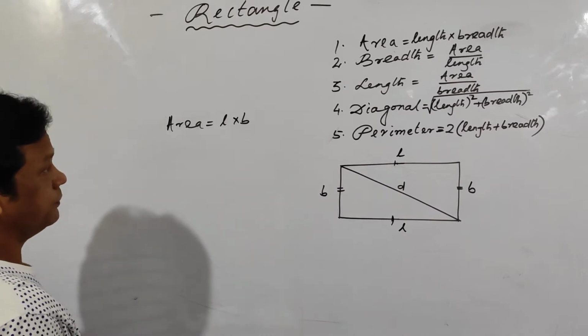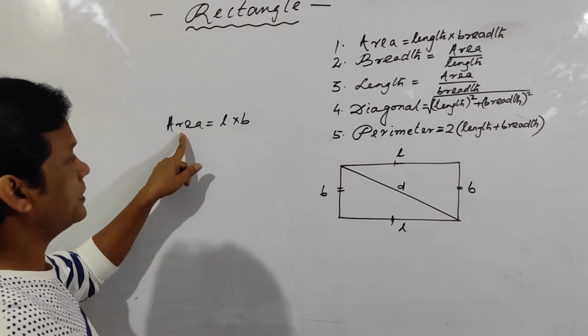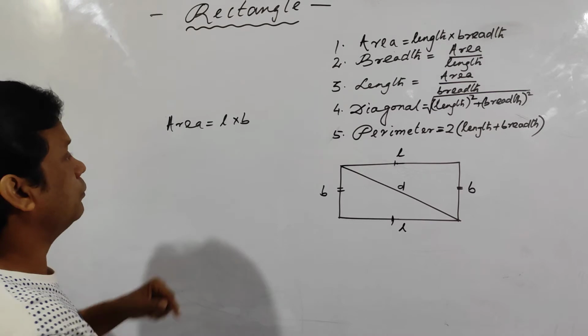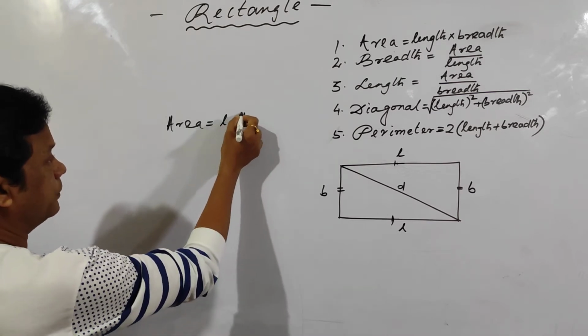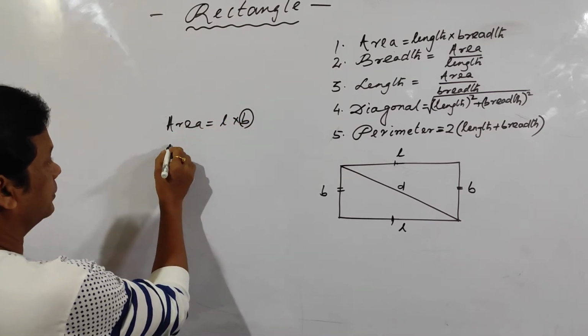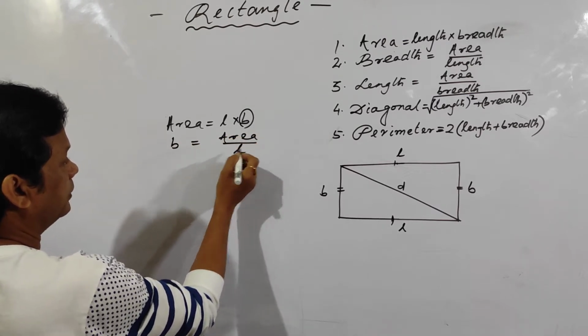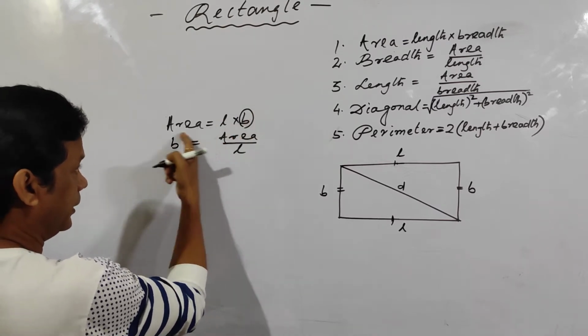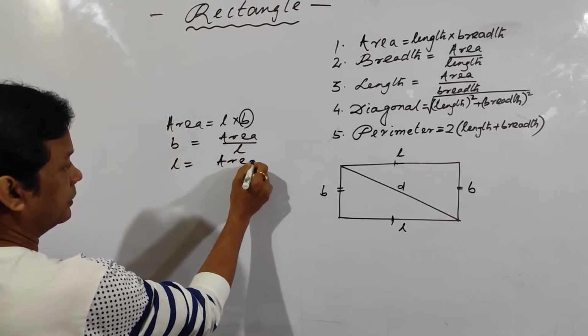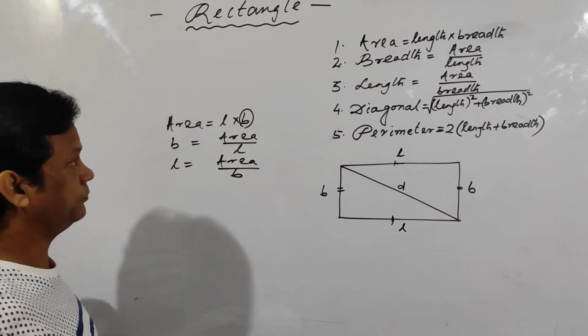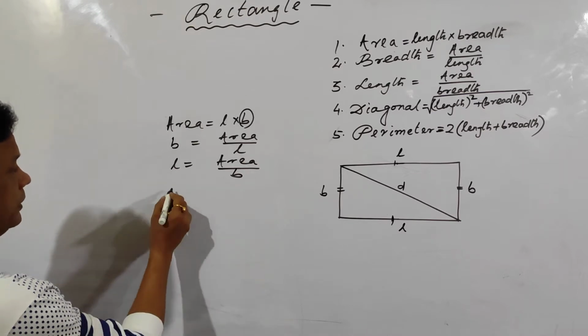And if area is given and length is given, how to find out breadth? So breadth is equal to area by length. So B is equal to area by length, and length is equal to area by breadth. Okay, so now what is the perimeter?